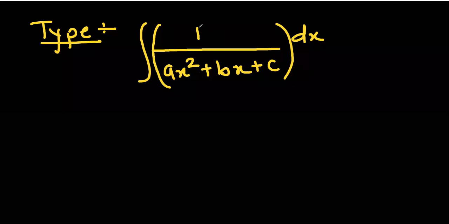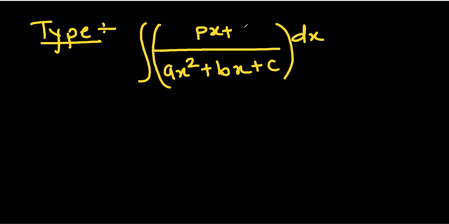We are going to see the new type, which is numerator px plus q upon ax square plus bx plus c. Which type are we going to do? Px plus q upon ax square plus bx plus c, where p, q, a, b, c all are real constants.